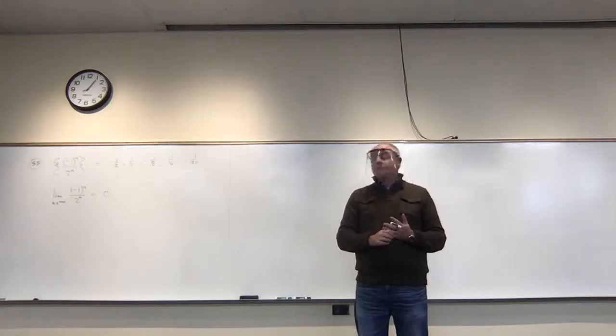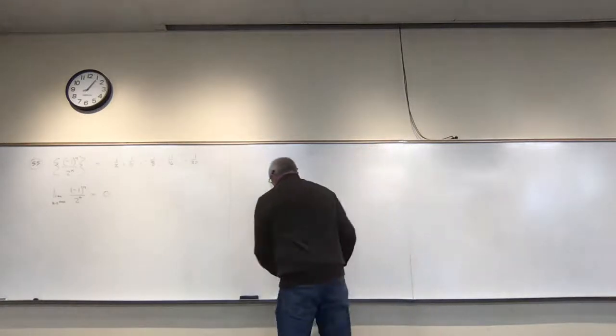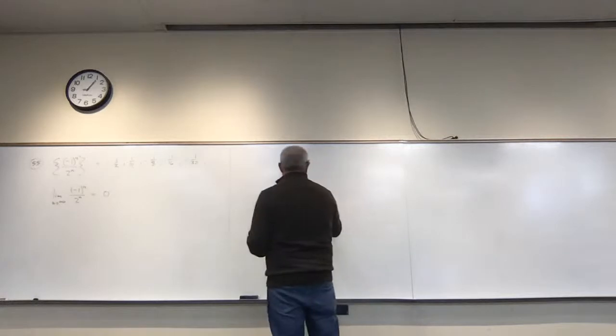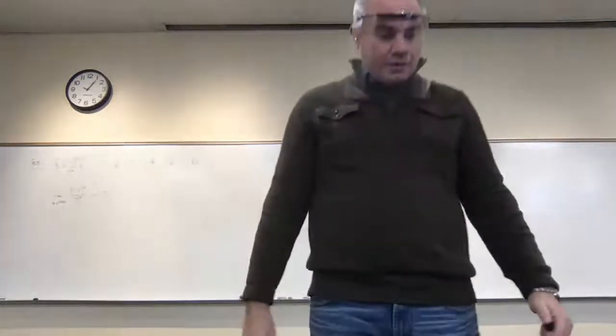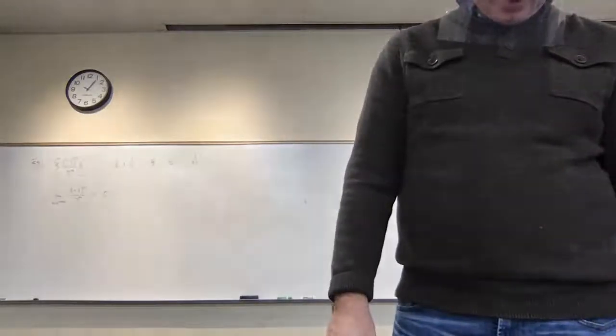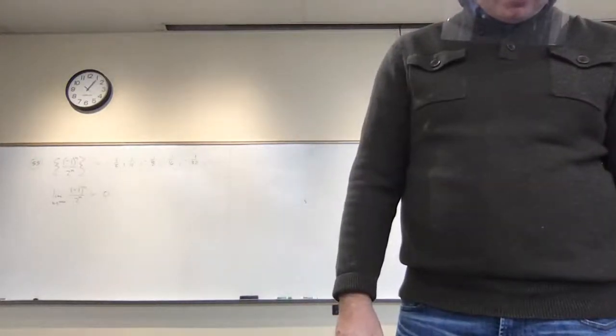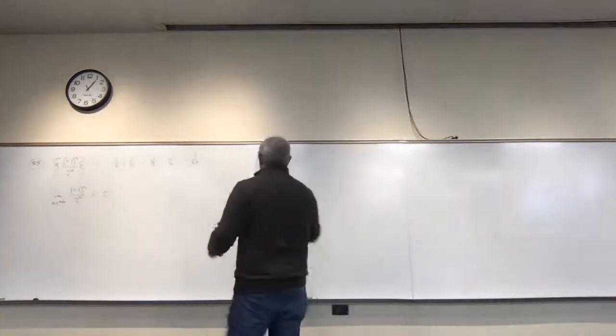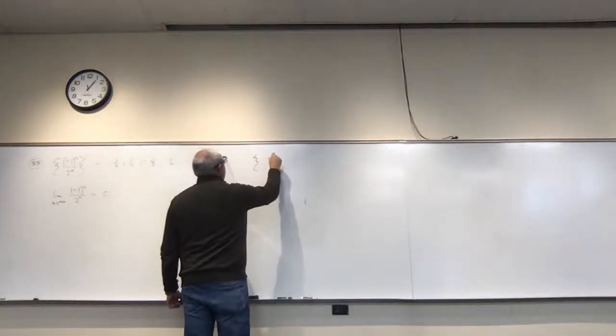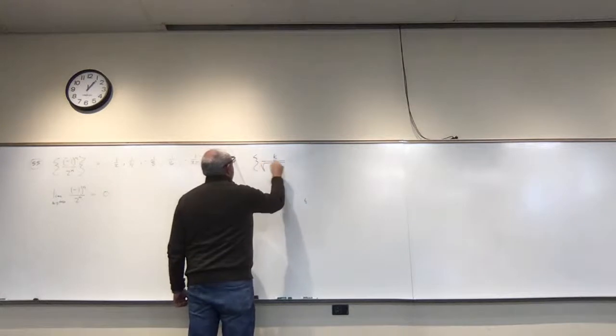We do 22. Sure. Okay, we've got k over the square root of 9k squared plus 1.